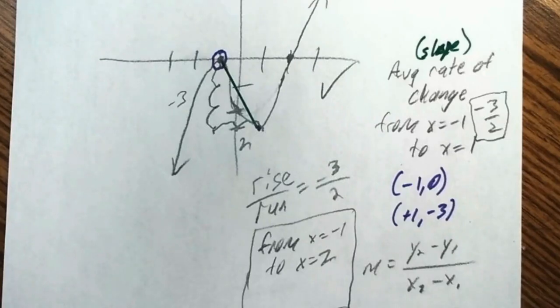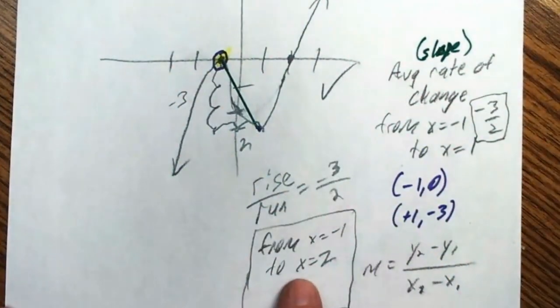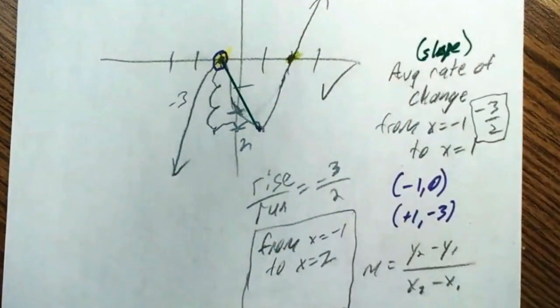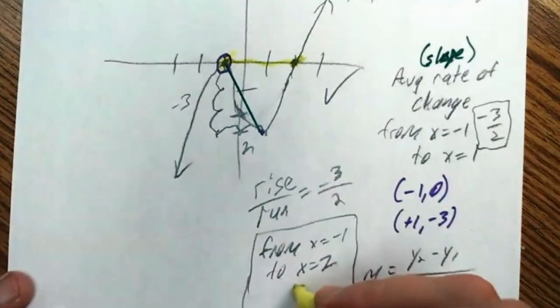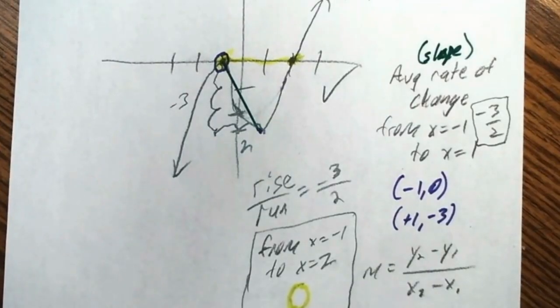You doing rise over run? Are you doing slope formula? Or do you need to do anything at all? Where is x equals -1? Well, that's this point here. Where is x equals 2? That's this point here. What's the slope between those two points? 0. There's no rise at all. It's 0 over 3. 0.